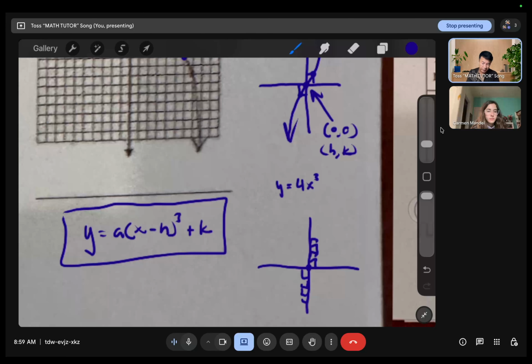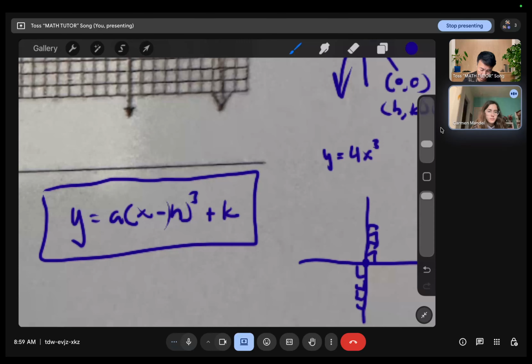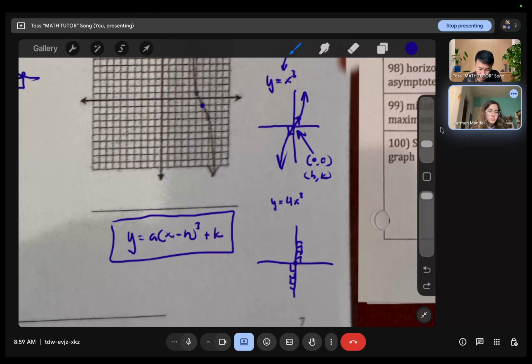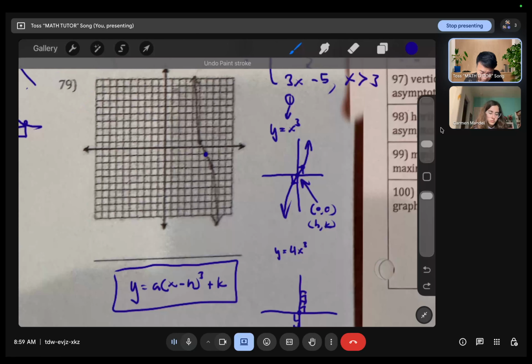It could be for a quadratic too. This is for the third power one. For a quadratic, it'll still be a minus there, it'll still be a square here. But this one is a cube. So to do the graph of 79, look for the HK.